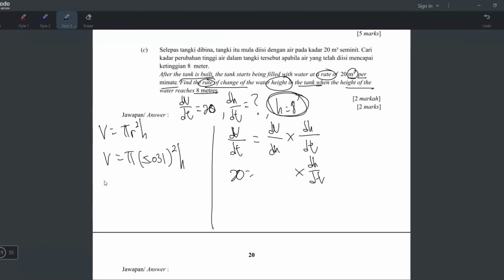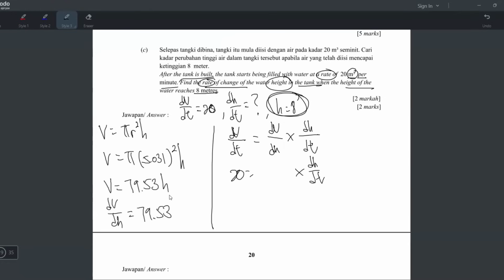So sekarang kita boleh tulis V sama dengan, okay, 5.031 square, that one I can press. And then darab dengan pi. So 5.031 squared times 3.142. Okay, actually dia bagi banyak decimal place lah. So I just write 4 significant figure. So 79.53. Okay, and then H. Okay, now I find the dv/dh. Okay, when you differentiate this, you punya H power 1. That means when you differentiate, you will just end up with the number 79.53.